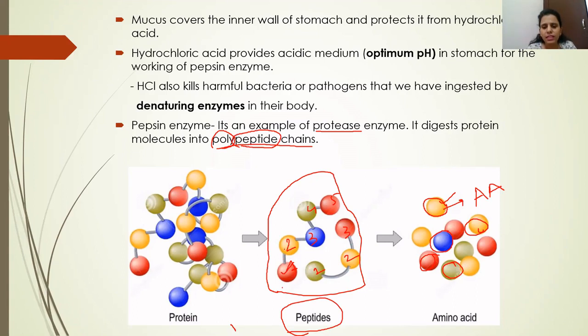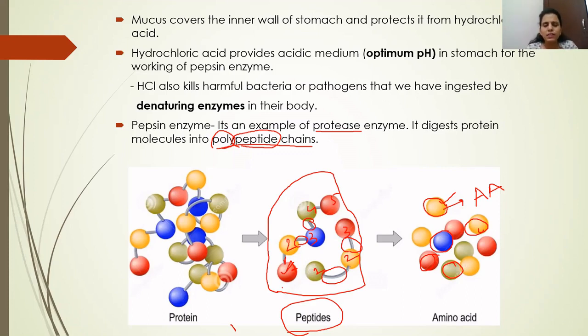Between the first and second amino acid there is a peptide bond. Between the second and third, there is a peptide bond. Between the third and fourth also we have a peptide bond. Similarly here, between first and second, and between second and third, we have a peptide bond. As one chain has many peptide bonds, it is known as a polypeptide chain. That means the chain consists of amino acids with many peptide bonds, and that's why it is called a polypeptide chain.